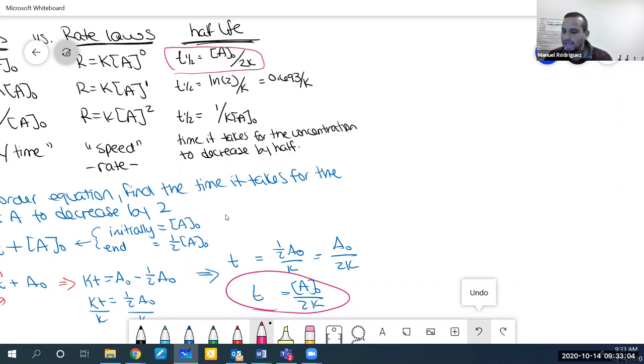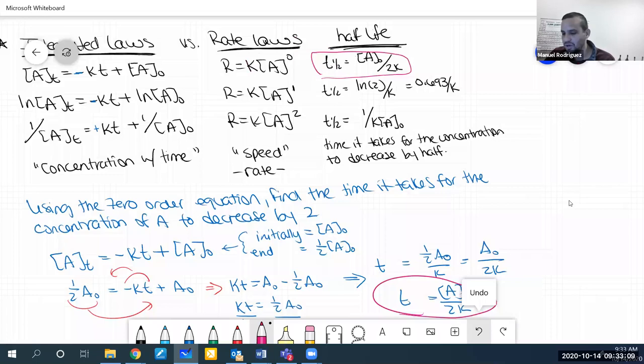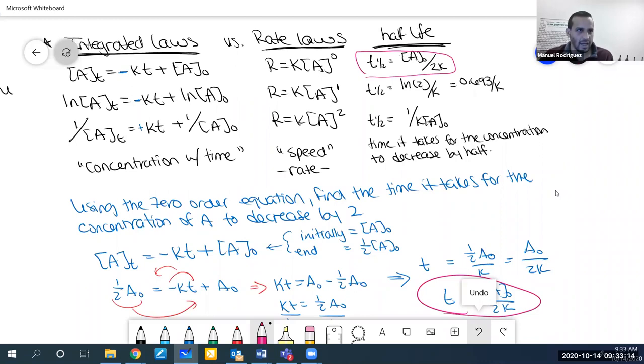So the half-lives are nothing new. They just solve them so you can use them fast to know how long it takes for something to decrease by half. This is really common, and we use the amount of time that it takes to decrease by half. We use that system a lot when we talk about nuclear chemistry.